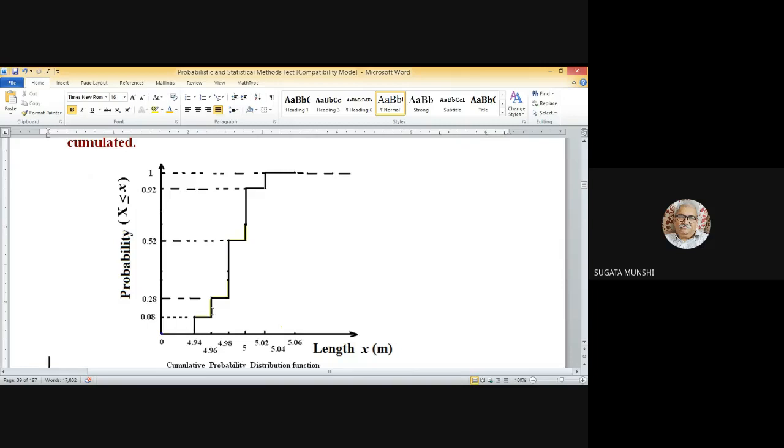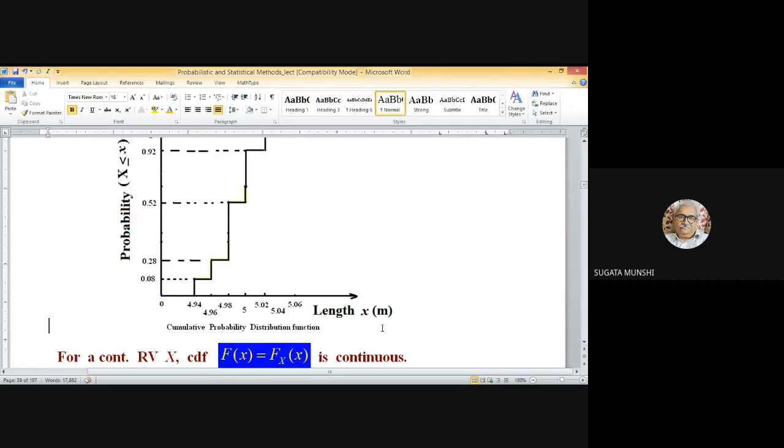So this is in the form of a staircase waveform because it's a discrete random variable. Now, if you could measure the lengths to larger and larger places of decimals, what would have happened? This plot would have tended to a continuous plot, isn't it? It will tend to a continuous plot.